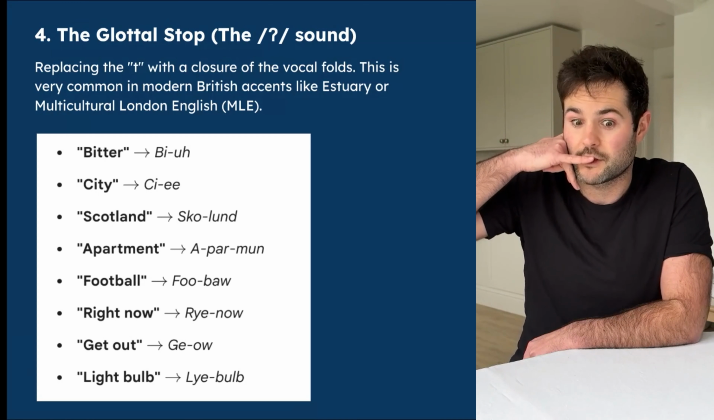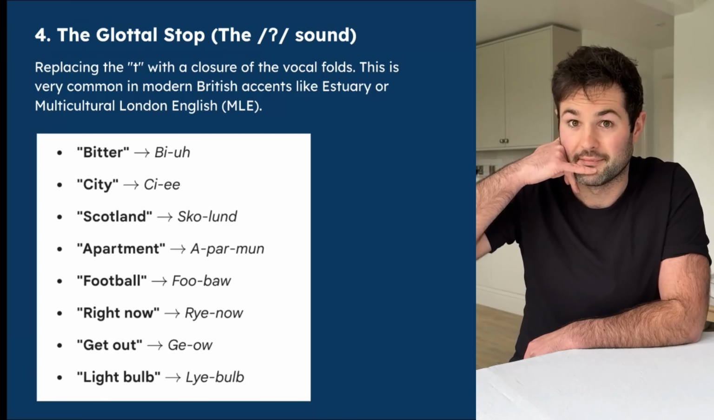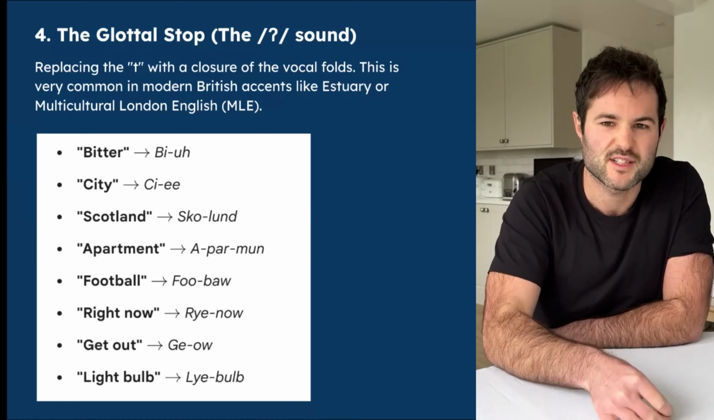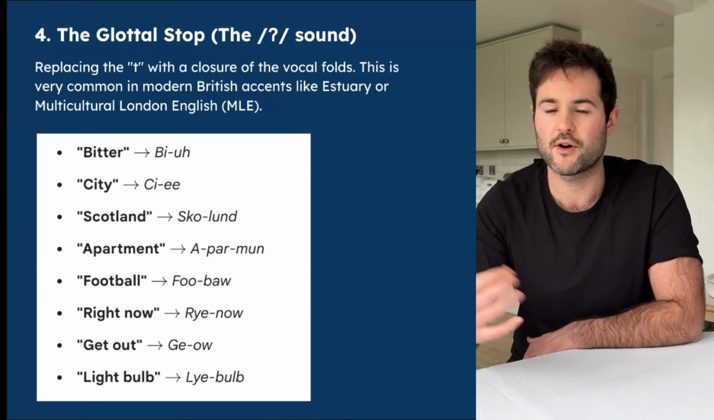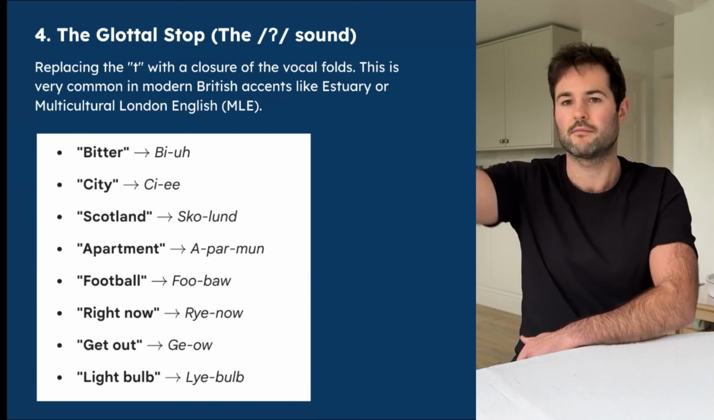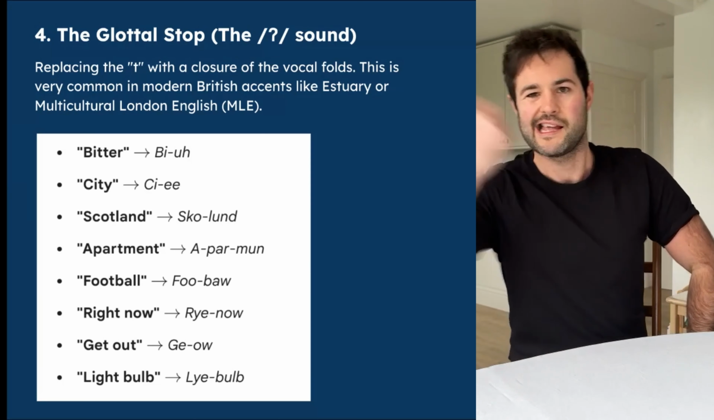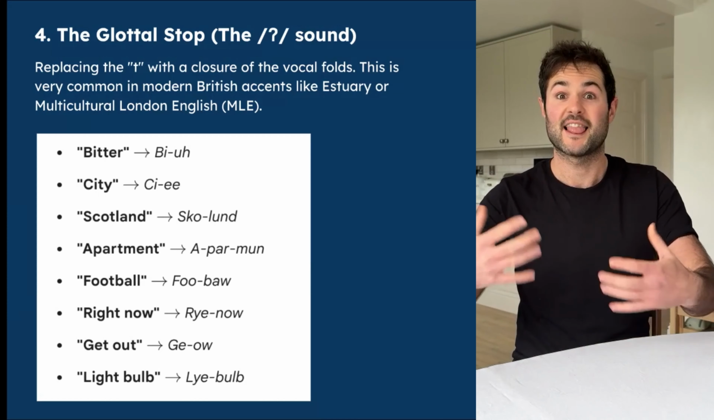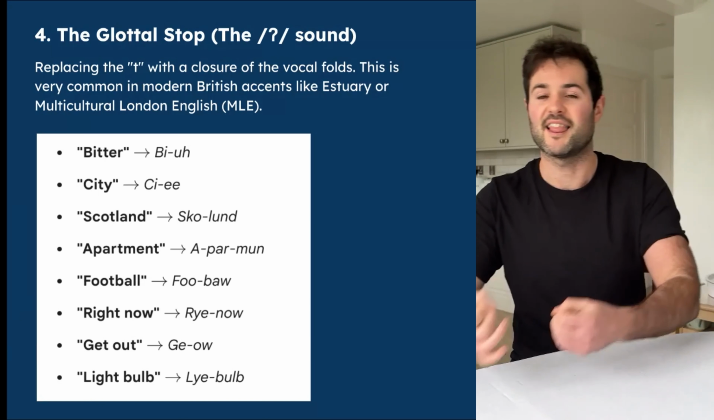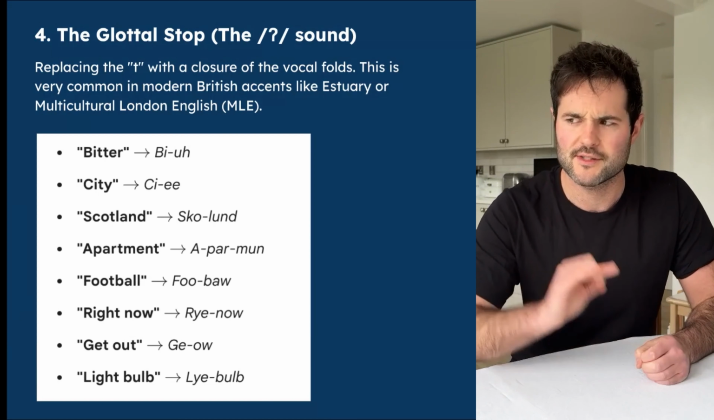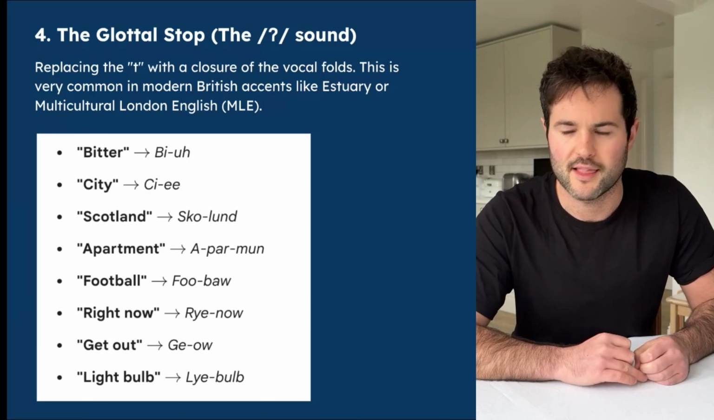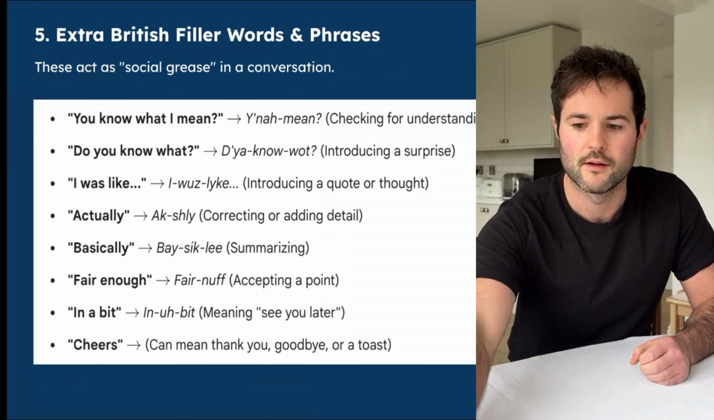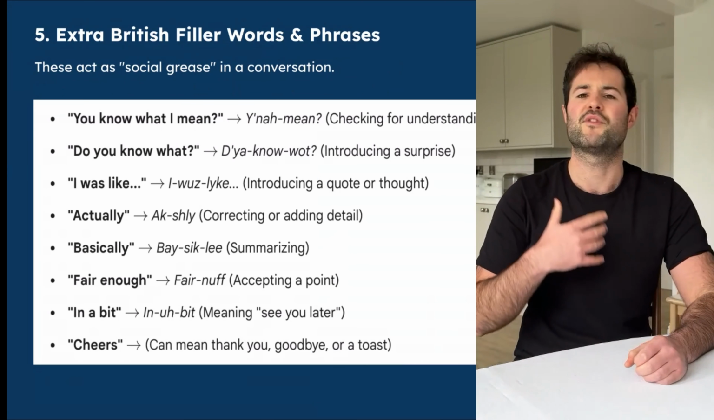I'm on my way to the gym right now. Then we have get out, which sounds more like ge' out. All right, I'm angry. Get out. Then we have light bulb, which sounds like ligh' bulb. It's like I'm telling a lie. Light bulb. So that's some examples of the glottal stop.